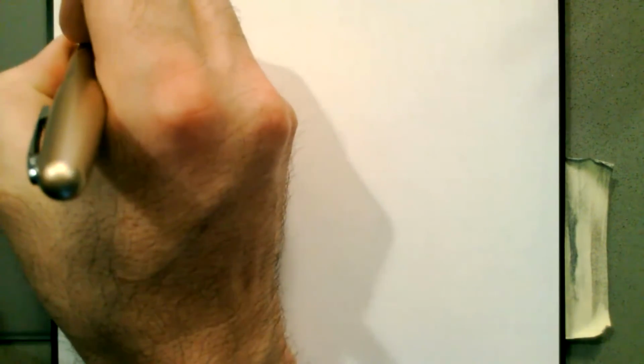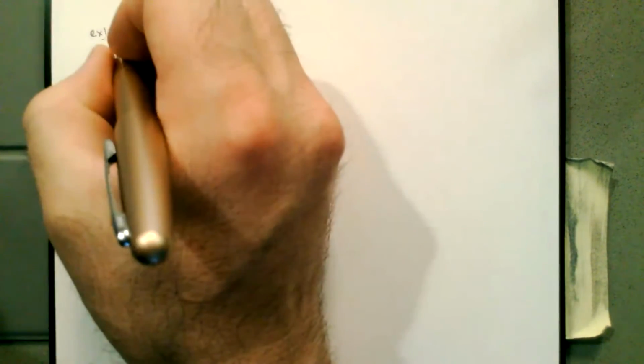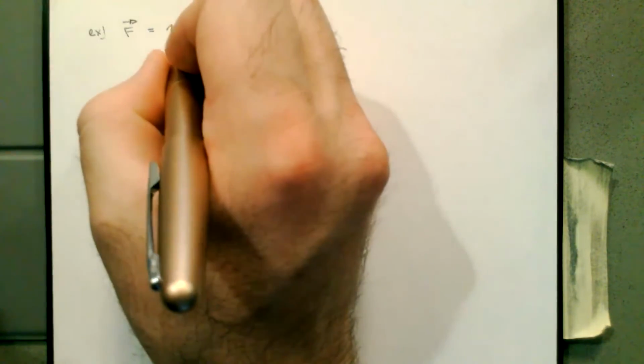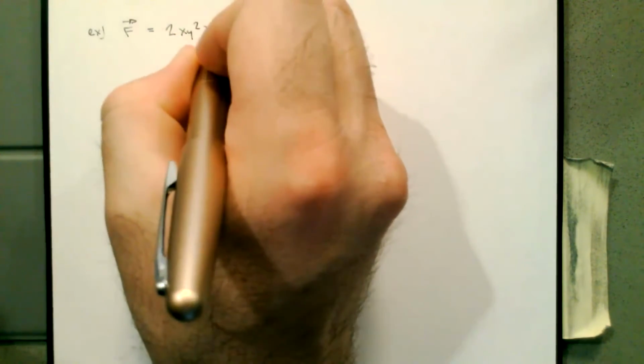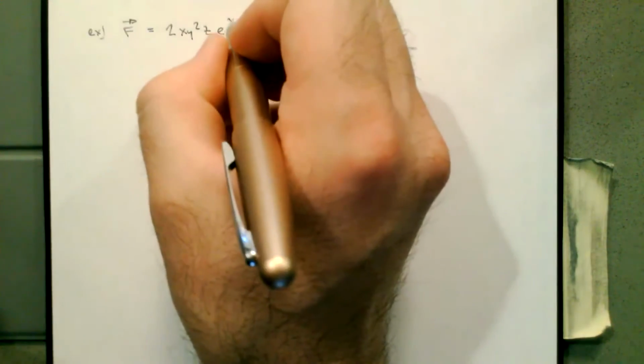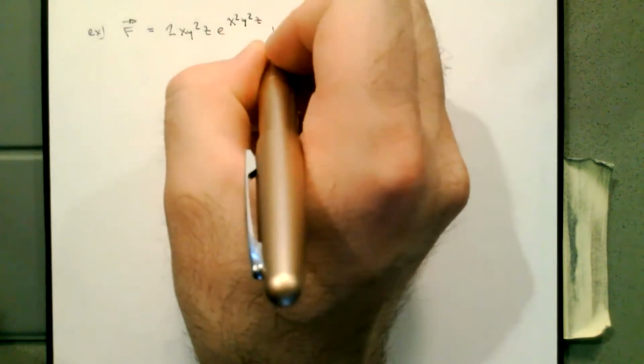Just on that note, it's a bit mechanical, but let's suppose that we have a vector field f, and it's going to look complicated. We're going to have 2xy squared z e to the x squared y squared z times i.